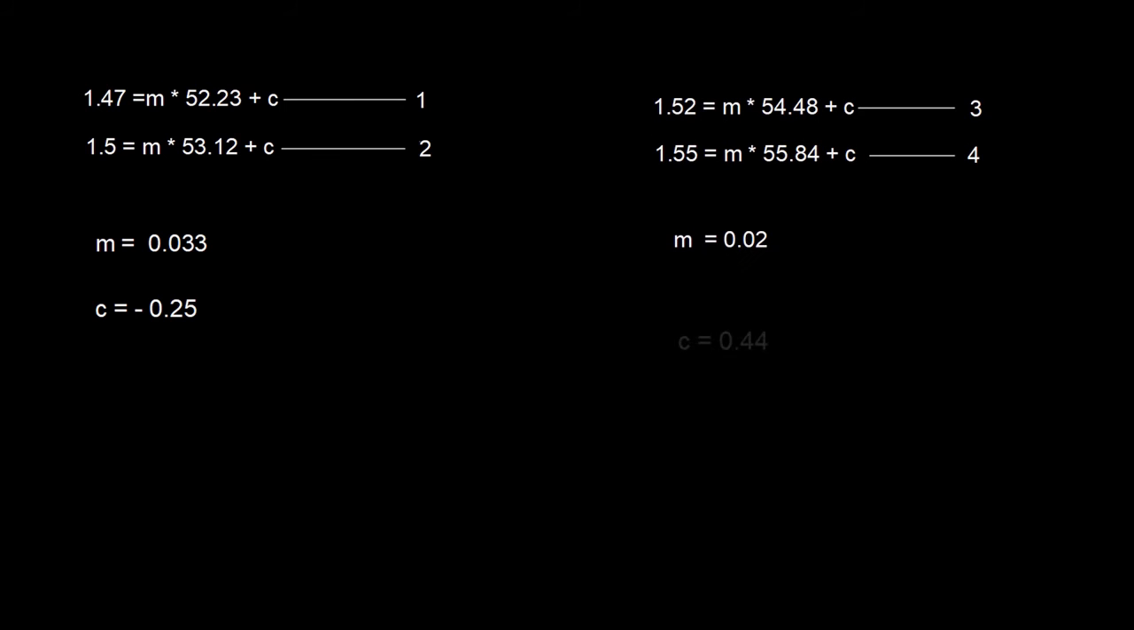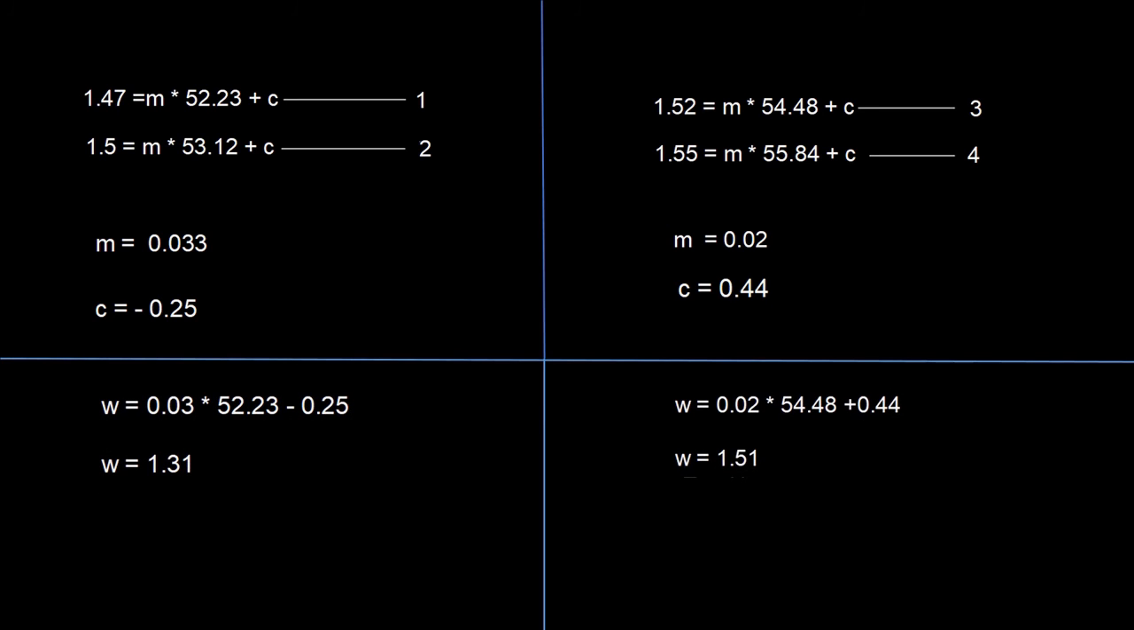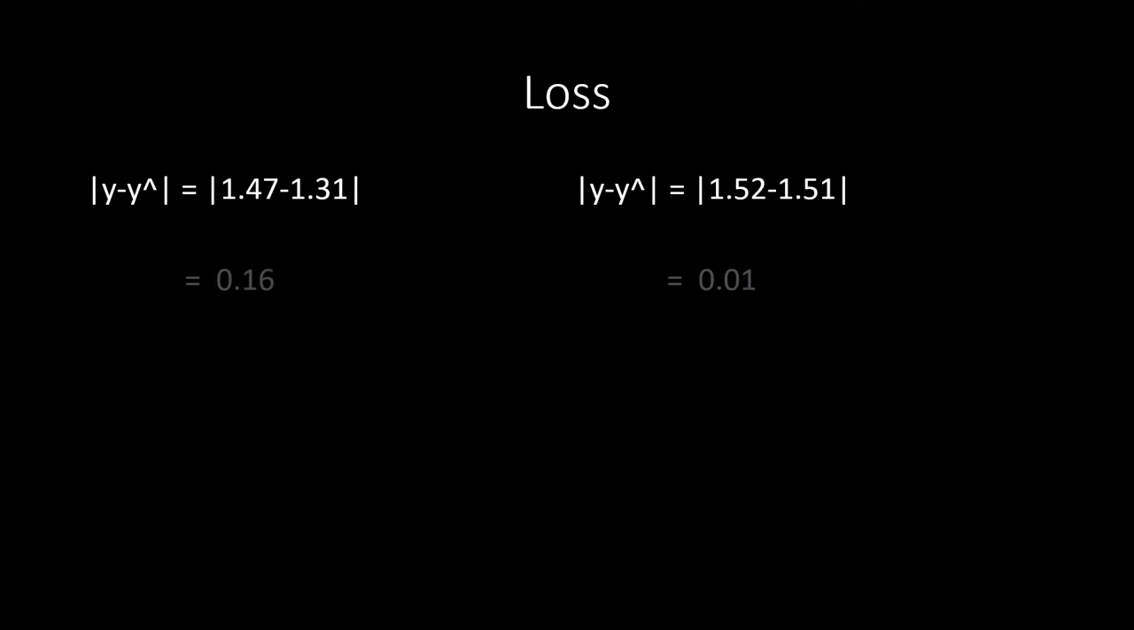If we calculate the above two equations to find m and c values by the substitution method, we will get m equals 0.033 and c equals minus 0.25. Similarly, if we take another two equations from the dataset, we will get different m and c values. Now if we calculate weight by providing the height value in the above equation with the help of the calculated m and c values, we should get the same value, but we are not getting our actual weight. Similarly, on the left side also. It means we are getting loss because of our m and c values.